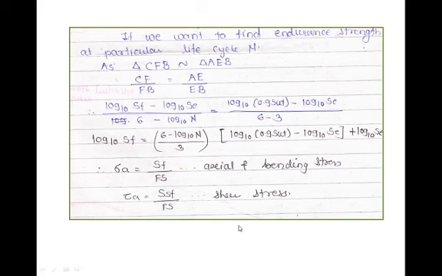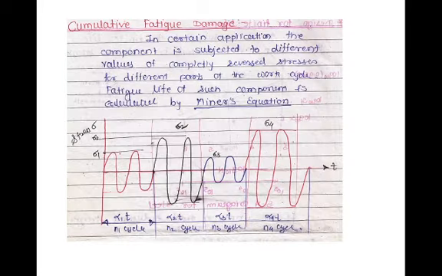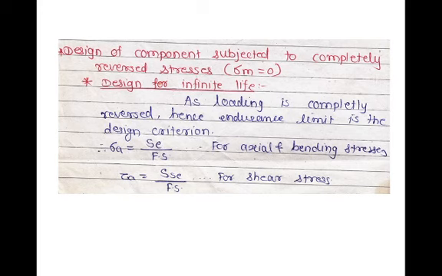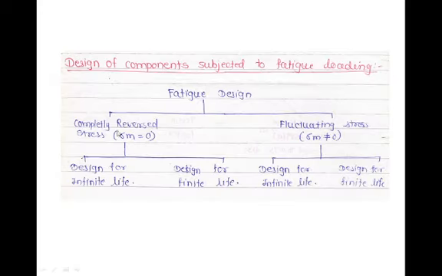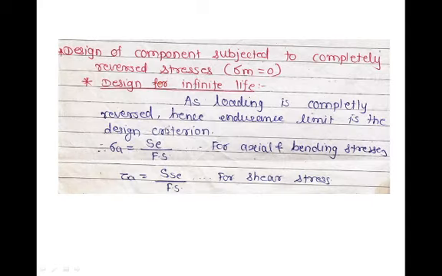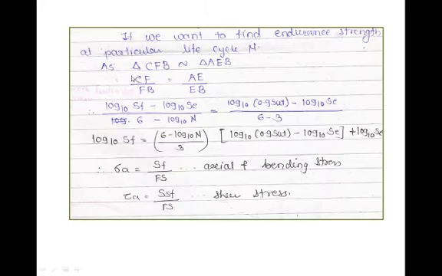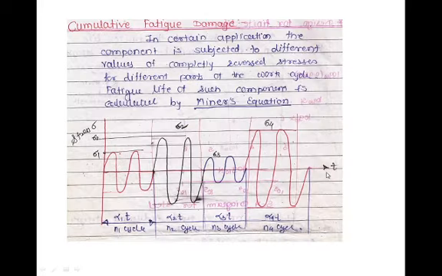Okay, now we'll see, that means we have decided for completely reversed stresses, for infinite life and for finite life. For infinite life we are going to use the endurance limit as the criterion, and for finite life we will use the endurance strength as the criterion. That is nothing but our SF. By using the R. R. Moore test we can evaluate the different dimensions of that.